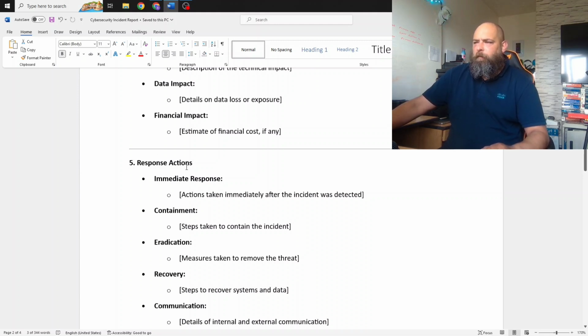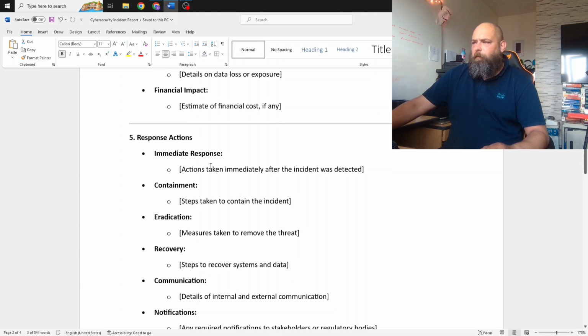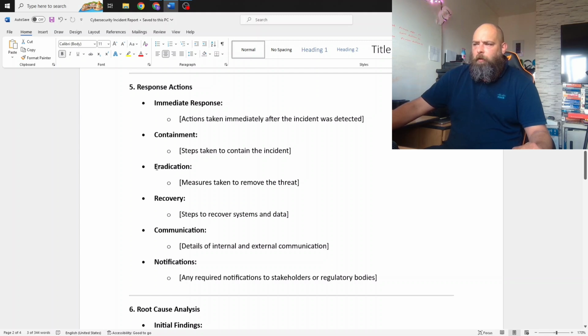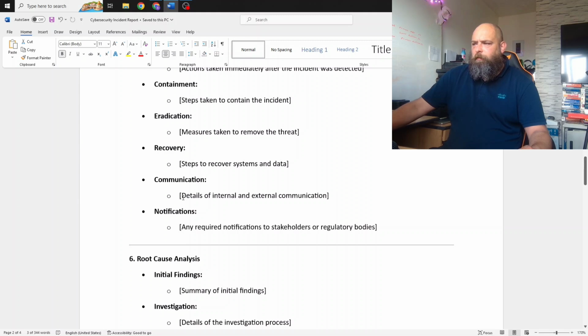Then of course there's the response actions, such as the immediate response, or actions taken immediately after the incident was detected. Again, this may very well involve law enforcement, and as we said, under PACE, Police and Criminal Evidence, notes would be required from that. Then we have containment, such as steps to contain the incident. The eradication, so measures taken to remove the threat. Recovery, such as steps to recover systems and data. Communication, so details of internal and external communication.